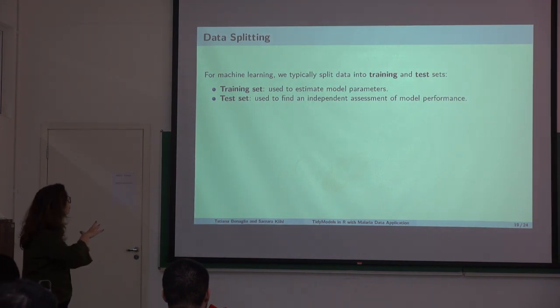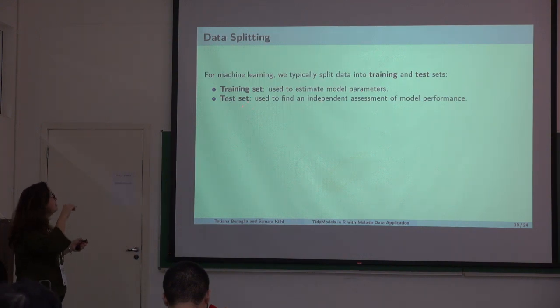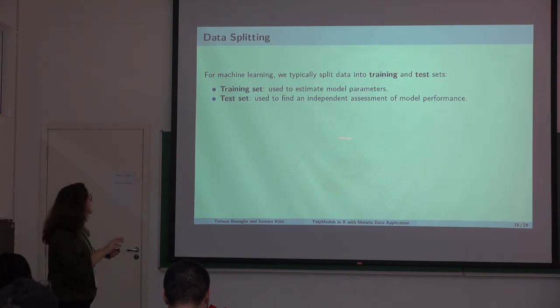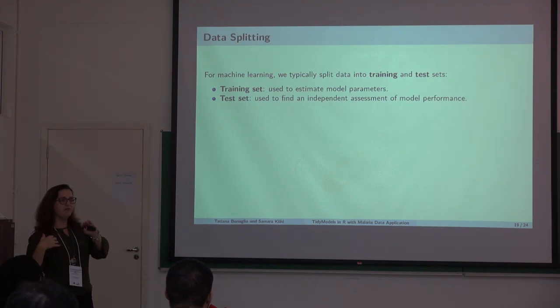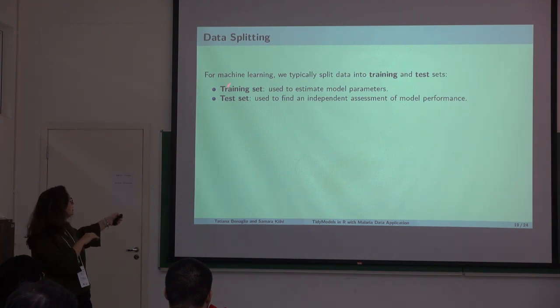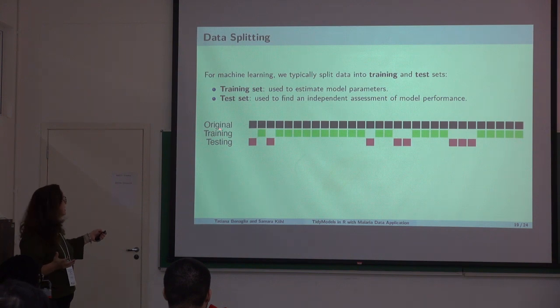So the first thing is to split your data. In machine learning, usually we split the data into training and test sets. The training set is used to estimate model parameters, and the test set is used to find an independent assessment of model performance. Usually we say you put this test set in a safe, and you work with the training set until you have your final model. You can also have the validation set that Samara is going to talk about, but for now we're going to take a random sample of our original data and separate it into training and testing.